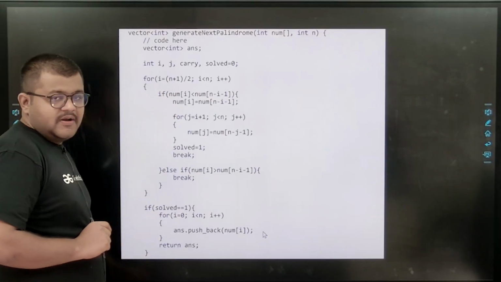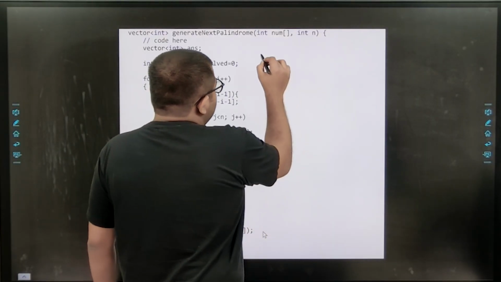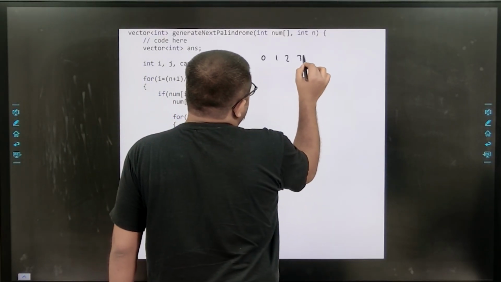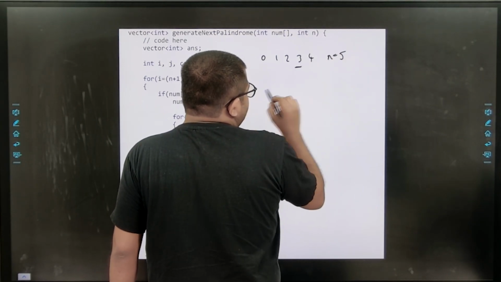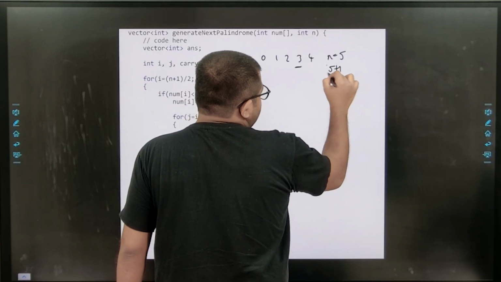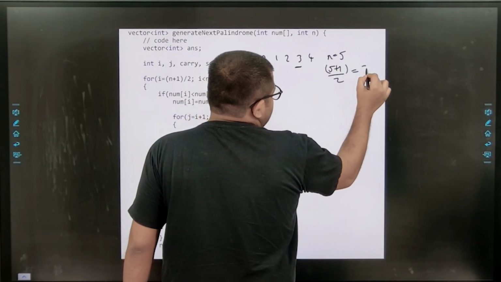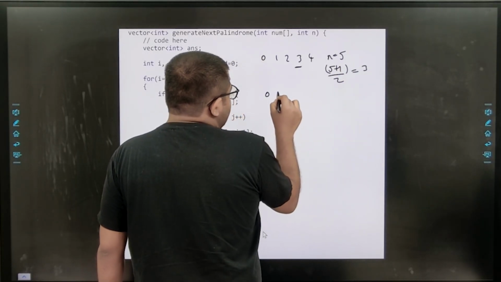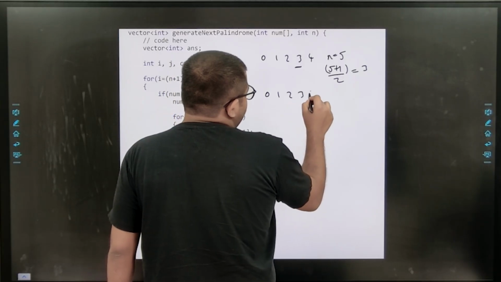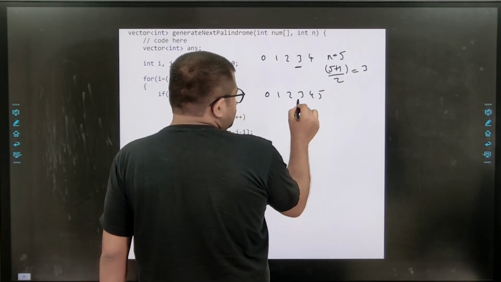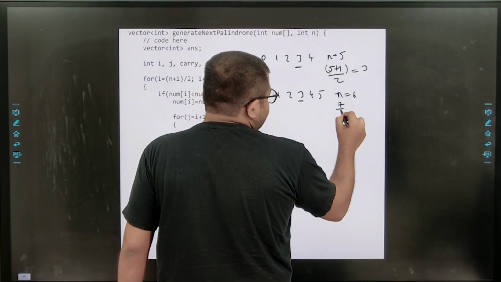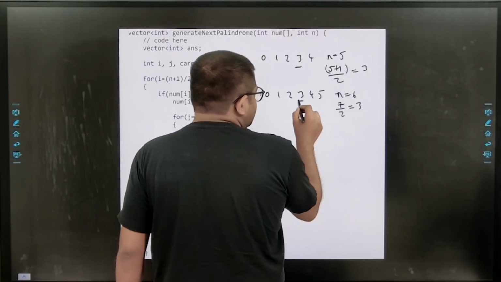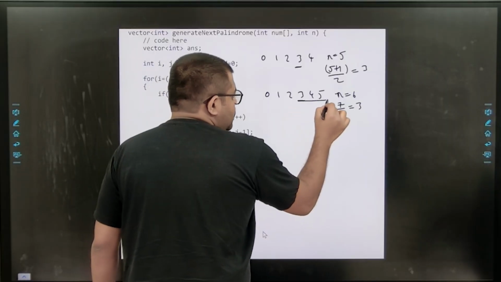So it will start from (n plus 1) by 2. So for example, if my array is 0 1 2 3 4, n is 5. From where I need to start? From here. So it is (5 plus 1) by 2, that is 6 by 2, that is 3. If my array length is even, that is 1 2 3 4 5 6, I need to start checking from here. n is 6, (n plus 1) by 2 would be 7 by 2, and it will give me index 3. So again I'll start checking from here to here, okay.